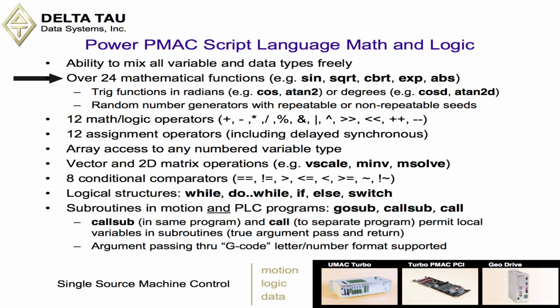Dozens of mathematical functions. Trig functions can be in radians or degrees, random number generators, math and logic operators, many kinds of things, array access to numbered variable types, vector and matrix operations that are very fast in there, logical while loops, if-else branching, and the switch. Many people had requested this, the case statement, that we didn't have in the older ones. Subroutines with stack variable calling, real variable calling within motion and PLC programs.